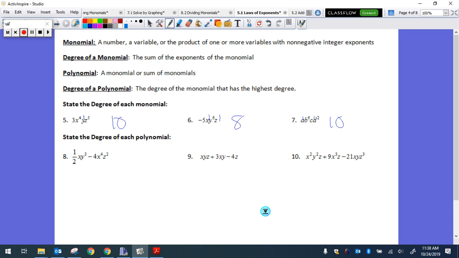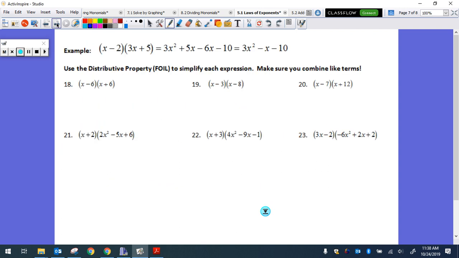A polynomial, actually, you don't, this is not even included, so we're not even going to worry about this. This is the next lesson.